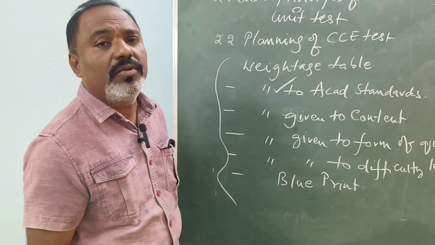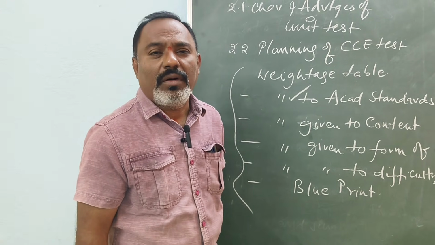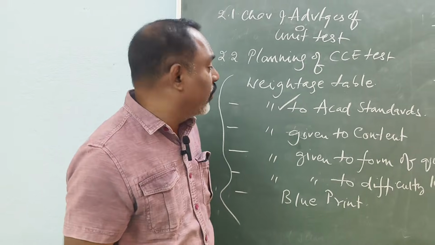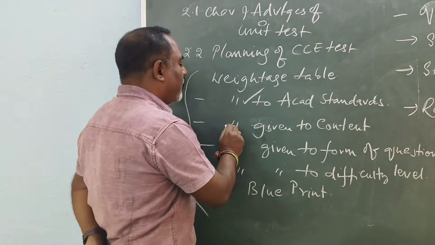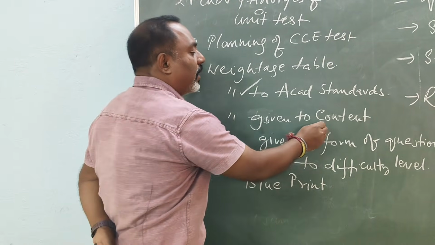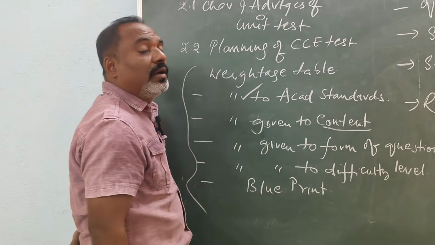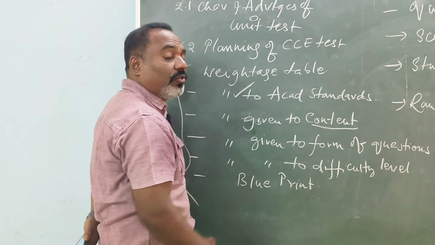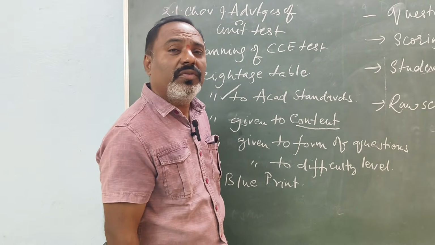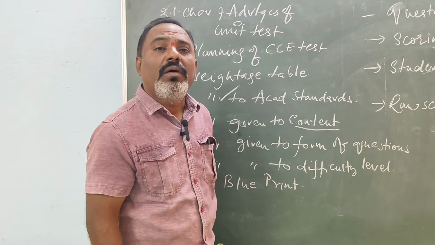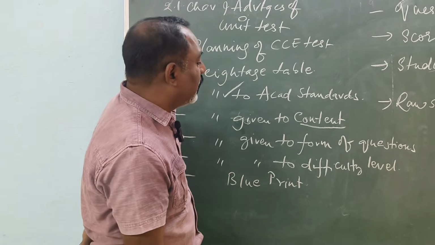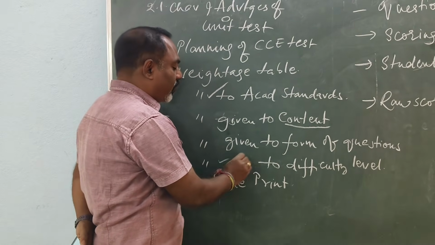What are the academic standards we are trying to achieve after implementing the test to the students? Then how much weightage you have given to the content. Whatever content you have taken, and weightage given to the form of questions, whether short answer questions, very short answer questions, or an oral question or a written question. And then coming to weightage to difficulty level.